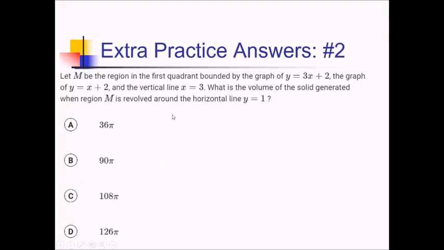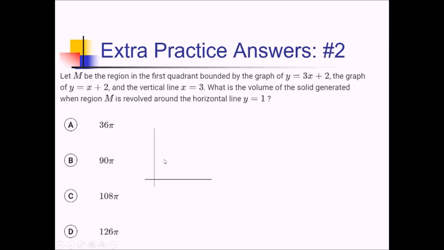For this no calculator problem, M is the region in the first quadrant bounded by y equals 3x plus 2, y equals x plus 2, and the vertical line x equals 3. We want the volume of the solid generated if M is revolved around y equals 1. I'm going to need to graph all this out. I can't really make heads or tails of what all this means if I don't have a picture.